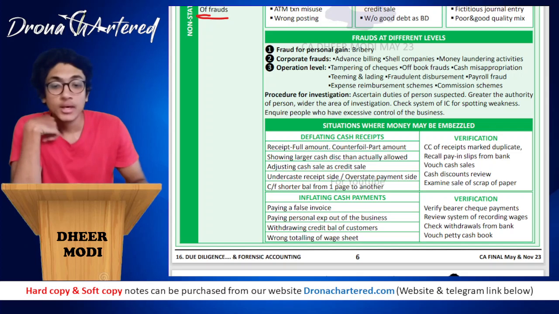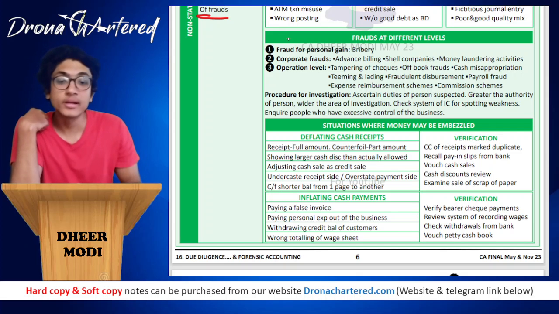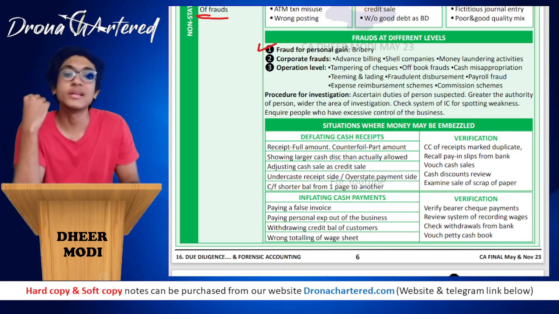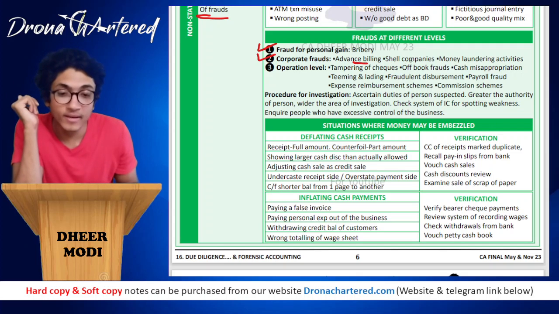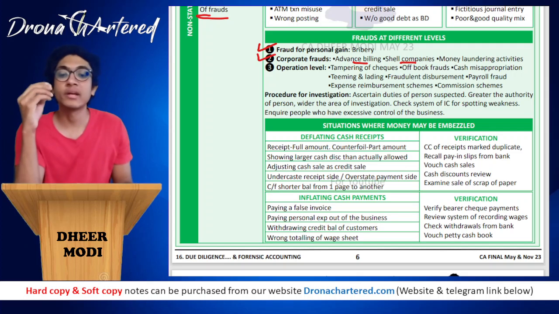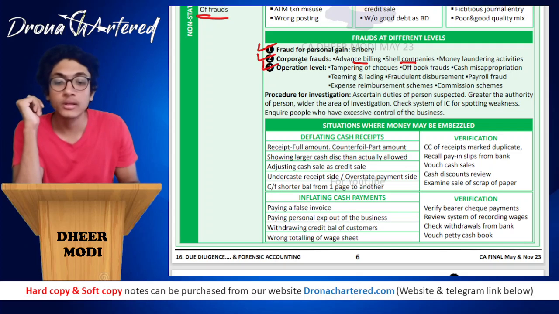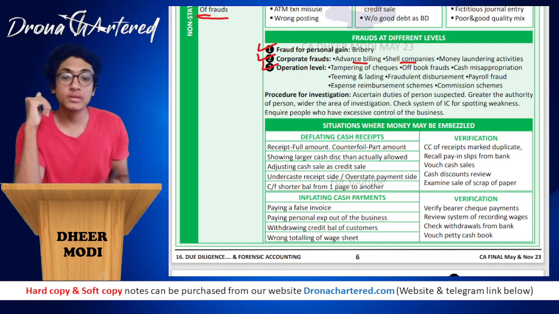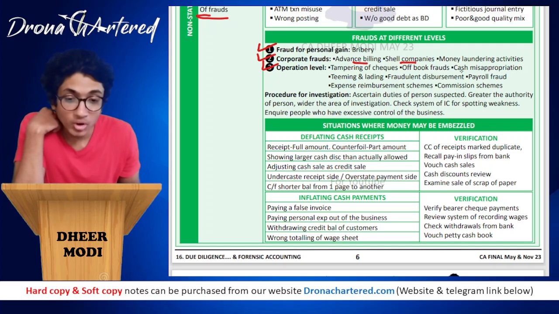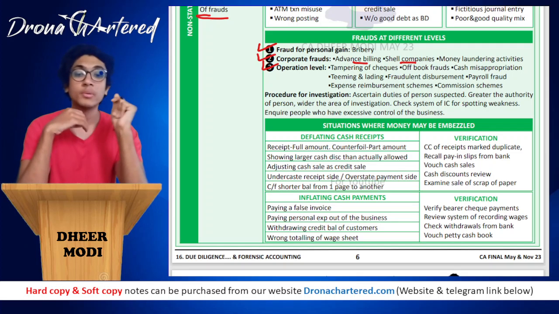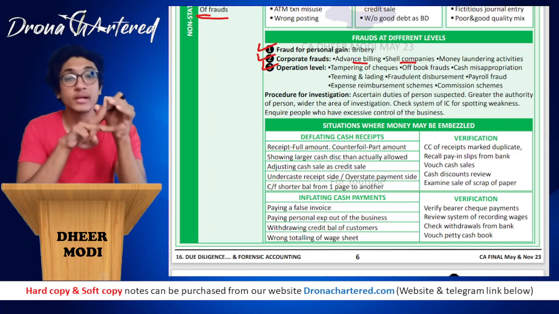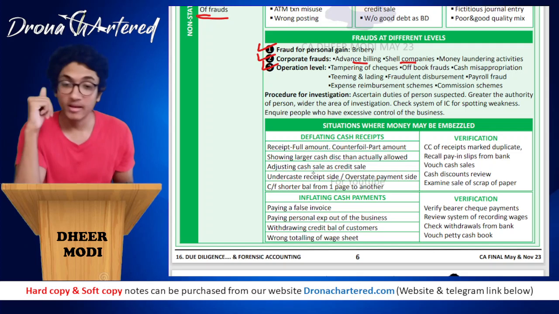Now, next is your fraud at different levels. So there are three levels. First is fraud for personal gain. For example, your bribery. Second is your corporate fraud. For example, advance billing, shell companies, money laundering activity. These are your corporate frauds. And third is your operation fraud. That means which happen in the business itself. So tampering of checks, off-book frauds, cash misappropriation, teaming and lading, fraudulent disbursements, payroll fraud, expense reimbursement schemes, commission schemes. All of this come under your operational level. So basically three types. One is personal, second is corporate, and third is your operational level.